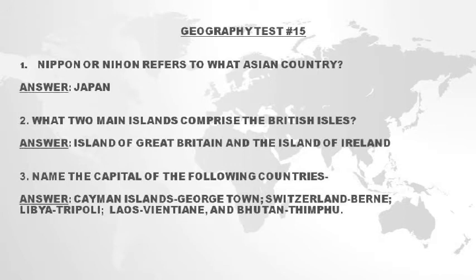Question 3. Name the capital of the following countries. The answer: the Cayman Islands, which is in the Caribbean, America. Its capital is Georgetown. You have Switzerland, which is in Europe. Its capital is Bern. Libya, which is in the northern part of Africa, part of the Middle East. Its capital is Tripoli. Laos is in Southeast Asia. Its capital is Vientiane. And then you have Bhutan, which is a country in the Himalaya mountain range of South Asia. Its capital is Thimphu.